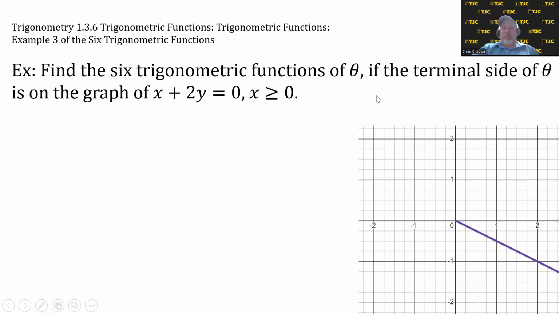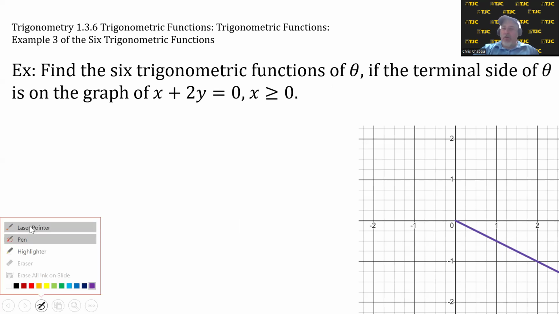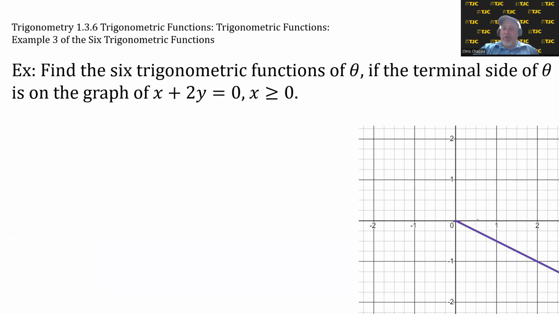Find the 6 trigonometric functions of theta if the terminal side of theta is on the graph of x plus 2y equals 0, where x is greater than or equal to 0. I would be remiss if I didn't point out that when drawing an angle on a coordinate plane, you should probably draw it in standard position with its initial side on the positive x-axis and the terminal side lying on the graph of x plus 2y equals 0.